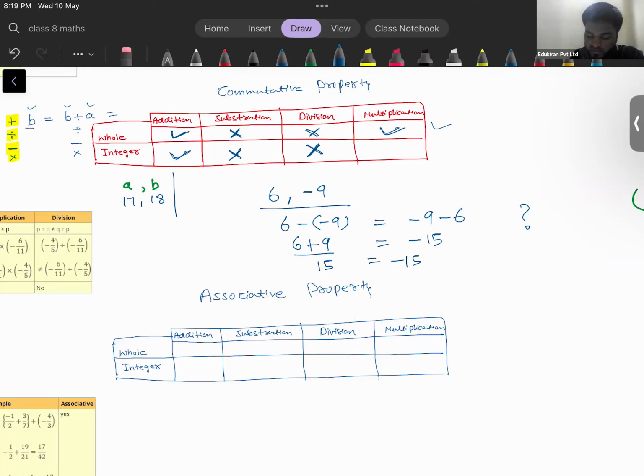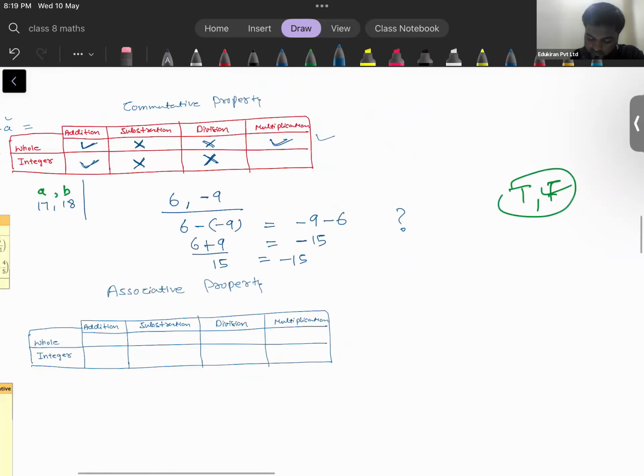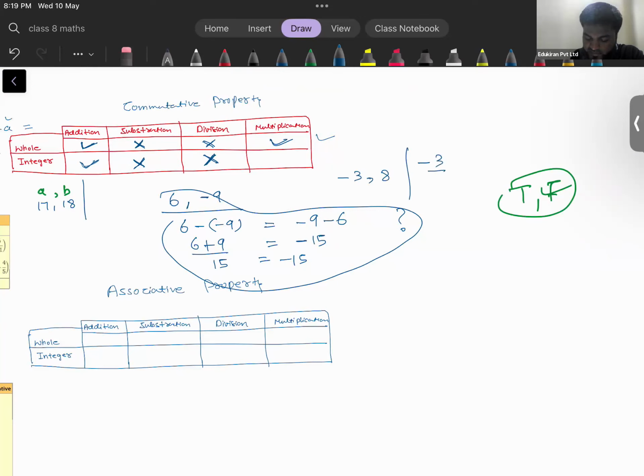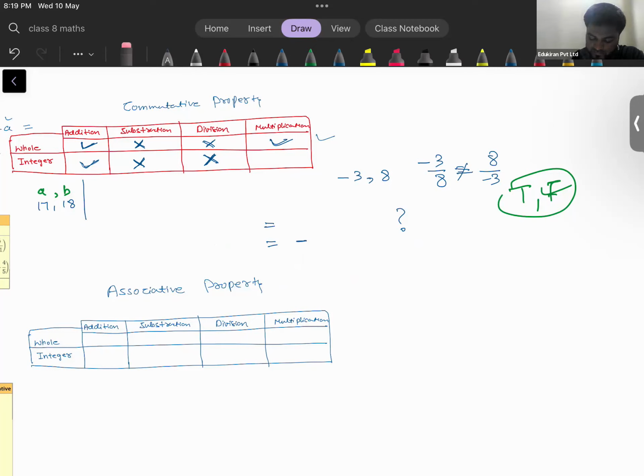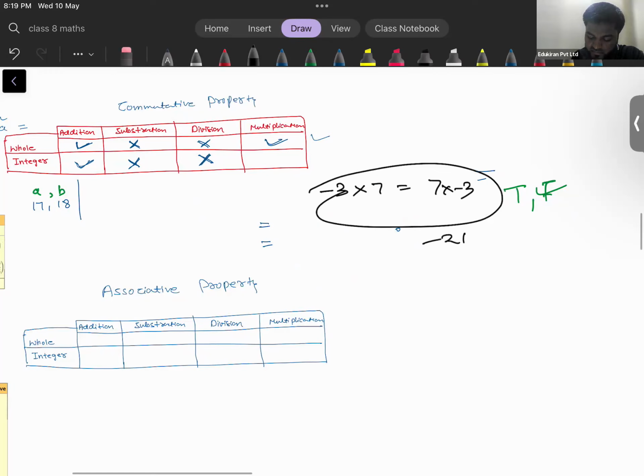And division we already discussed, but we could discuss that once more. If you have -3 and 8, you can clearly see that -3 upon 8 is not equal to 8 upon -3. That is clearly not equal. What about multiplication? Yes, it is. -3 multiplied by 7 is equal to 7 multiplied by -3, right?